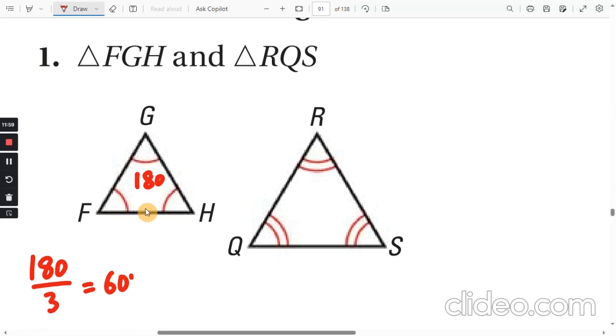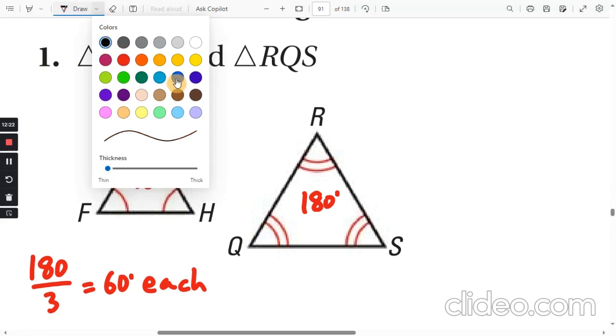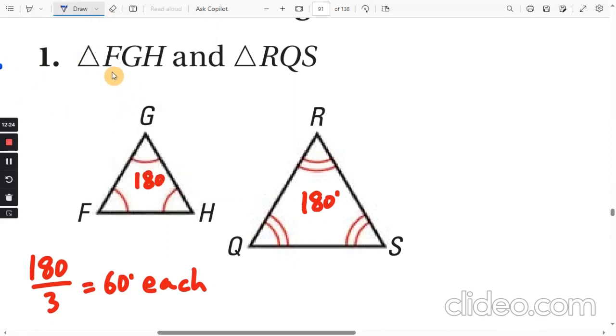So all of these angles are 60 degrees. And the same thing here. If that's 180, all of these angles are going to be 60 degrees as well. So these angles in both triangles are going to be 60 degrees each. These 3 match these 3, and really it's pretty easy from there. They said FGH, and that's going to match RQS.